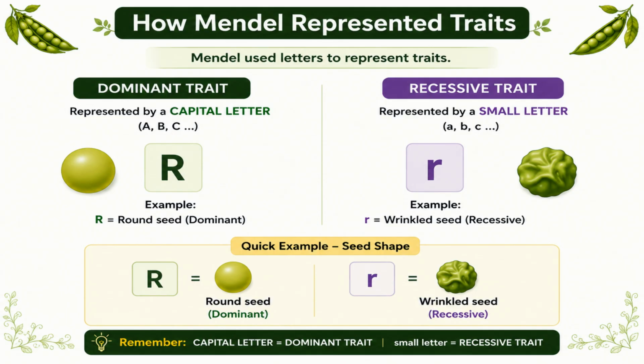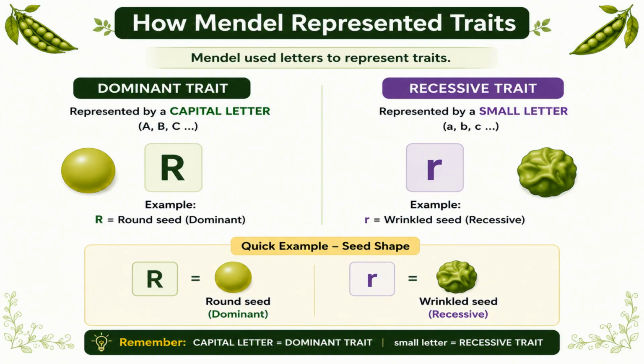Students, now let us understand how Mendel represented traits in genetics. Mendel needed a simple way to represent hereditary factors during his experiments, so he started using letters to represent traits. Now, remember one very important rule carefully. Dominant traits are represented by capital letters, and recessive traits are represented by small letters. For example, let us take seed shape. Round seed is the dominant trait, so Mendel represented it by a capital letter R. On the other hand, wrinkled seed is the recessive trait, so it is represented by a small letter r.